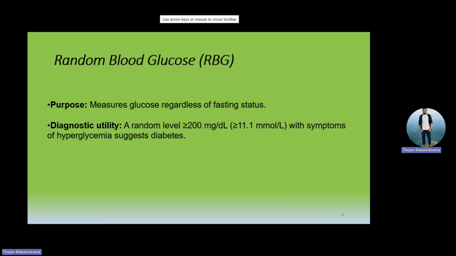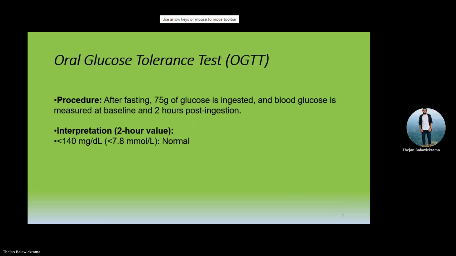Another one is the oral glucose tolerance test. This is how we do that. The patient is fasting, and we give 75 grams of glucose. Then we wait for 2 hours. Then we go for the blood glucose test.